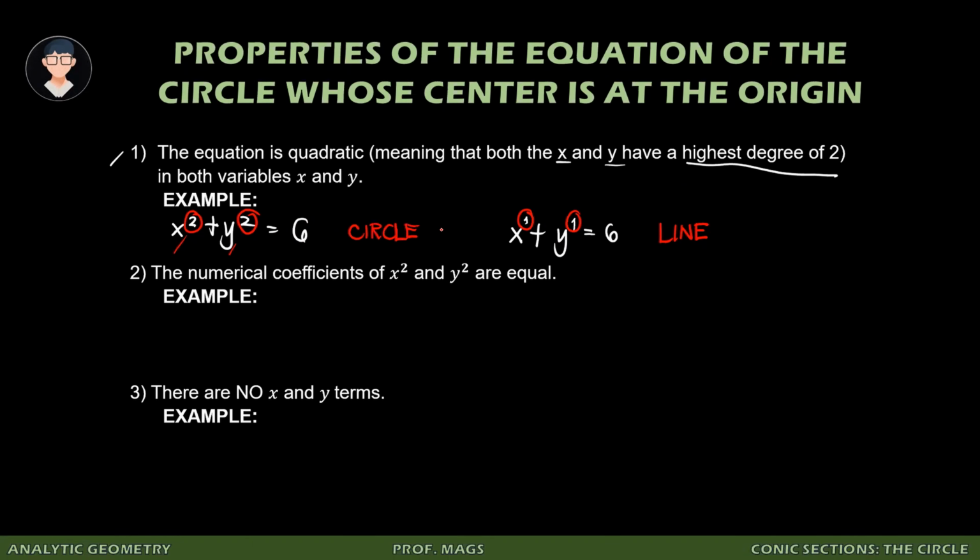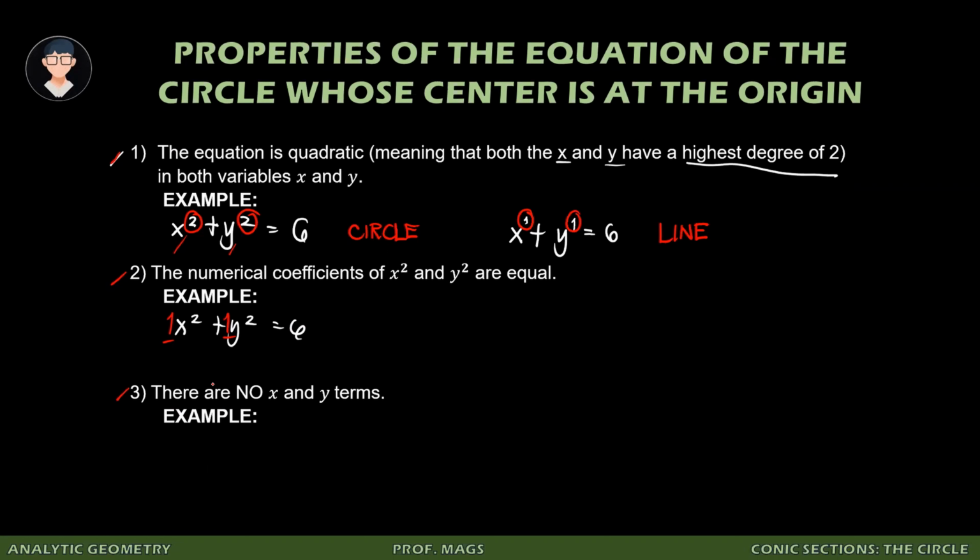Ito naman ay circle. The numerical coefficients of x square and y square are equal. So anong example niyan? Kagaya nito, x square plus y square is equal to 6. So ano bang numerical coefficient niya? Pag walang nakalagay na numerical coefficient sa unahan ng ating term, especially dito sa variable na to, x square and y square, matik ang kanyang coefficient ay equal sa 1. Pag walang nakalagay. So they have both numerical coefficients that are equal to 1. And tapos na tayo sa number 1 and number 2.